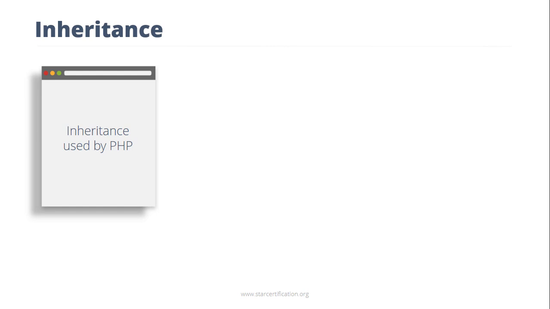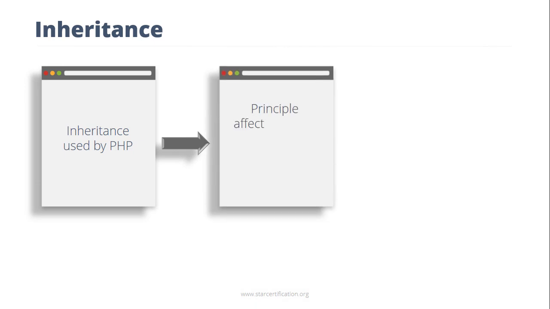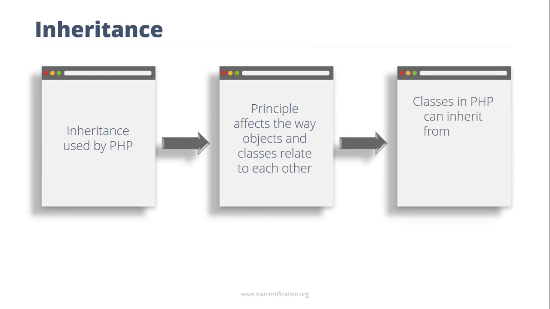Inheritance is an established programming principle that is used by PHP in its object model. This principle affects the way objects and classes relate to each other. Classes in PHP can optionally inherit from other classes, called the parent classes. When a class inherits from any other class, it inherits its properties and methods according to the parent class members' visibility via objects. Inheritance can be enabled using the extends keyword.